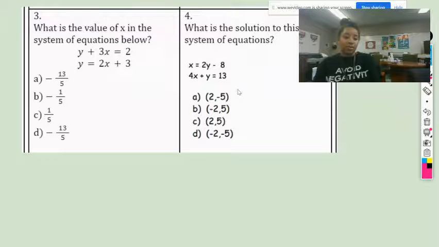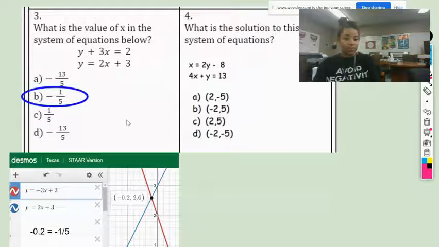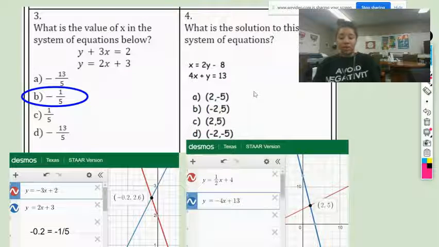These answers, same thing. You're going to put these in y equals, and you see that it'd be negative 0.2 and 2.6. So it says, what's the value of x? You're going to have to change this into a decimal. So you can put that at negative 0.2, then click math, then press enter and enter, and it will give you the answer, which would be B, negative 1/5. Then what is the solution to the system of equations? You put this in y equals, and you see where these two would cross, and you see that it would be 2 and 5.